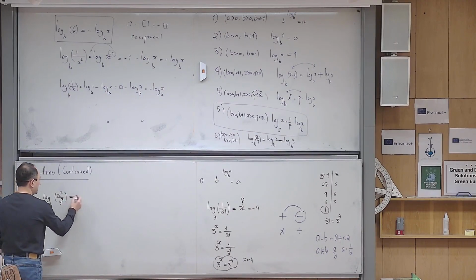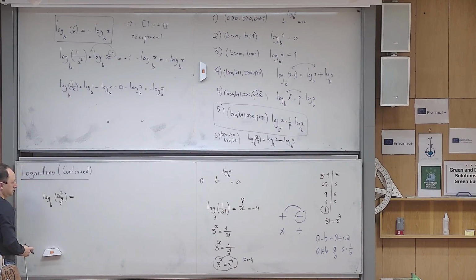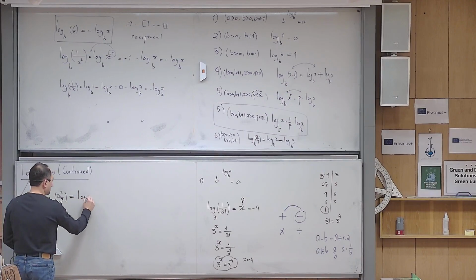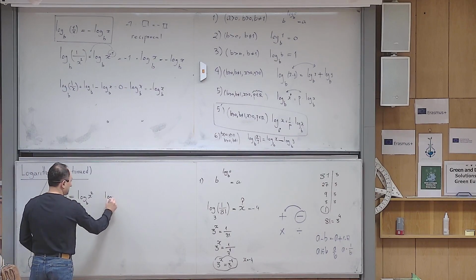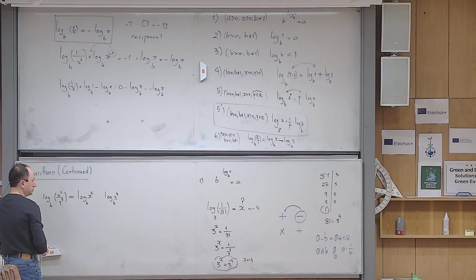What should I write in front? It's a fraction, log of a fraction. What can I do for a fraction? Log of the numerator. I'm not allowed to change the base. Log of the denominator. I'm not allowed to change the base. What should I put between them? Negatives. This is the first step.